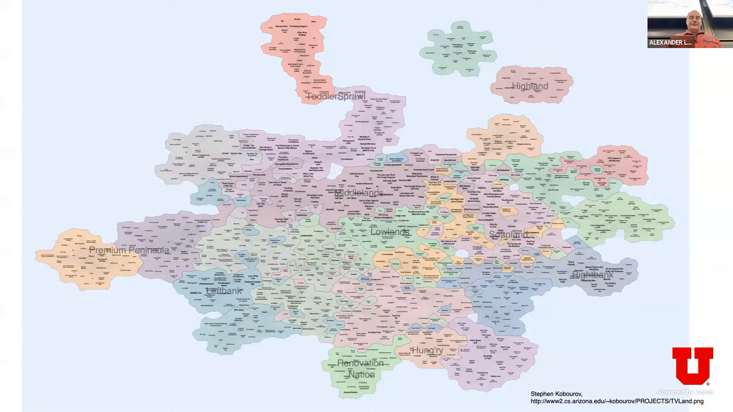And then people have built these tools, and this is a project by Stephen Kobarov. What he's showing here is the geography of television, right? So there's the lowlands with maybe some reality TV, then you have Soap Land, and then you have Right Bank, and then you have Left Bank, and you have Toddler and Sprawl, and you have the Middle Lands and so on. And so these maps are using geography as an analogy to lay out data. These are usually based on some kind of similarity projection, but they can be quite engaging.